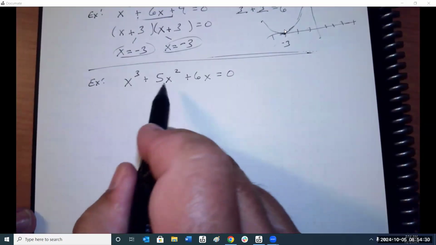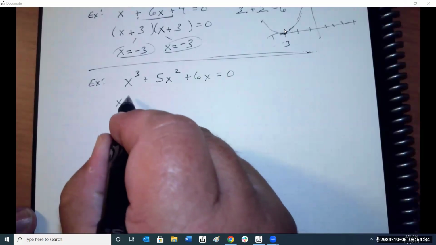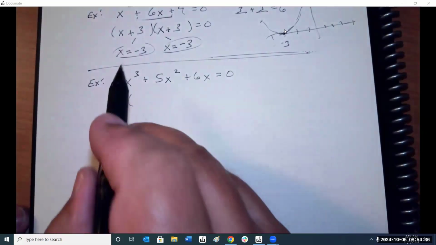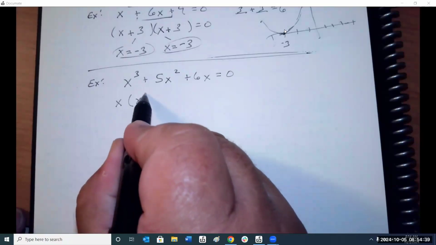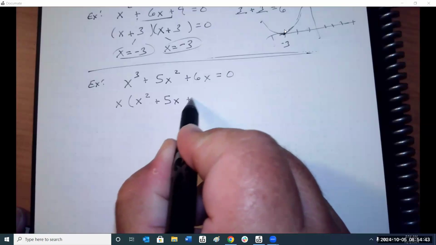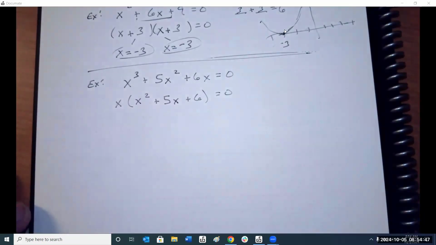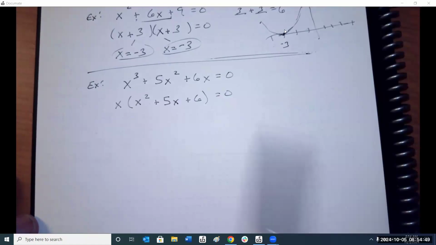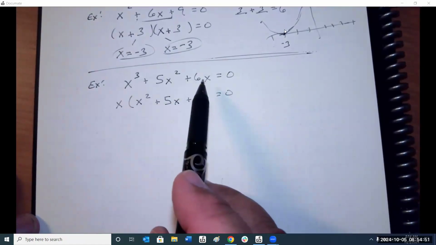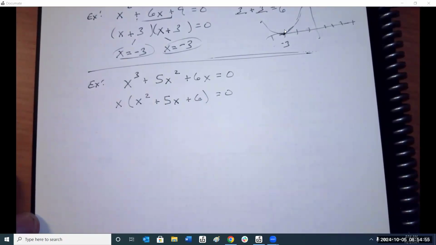Now, in this case, all of these have one x in common. So I take out one x. If I take out one x, I get this equation. Even though this wasn't quadratic when we first began, we could make it into a quadratic because we can factor something out.